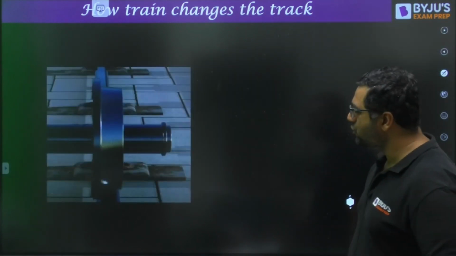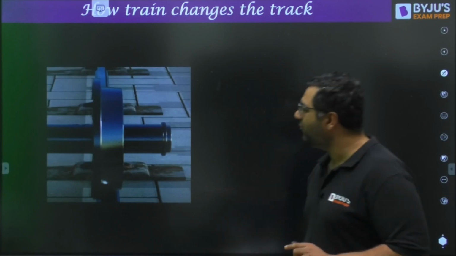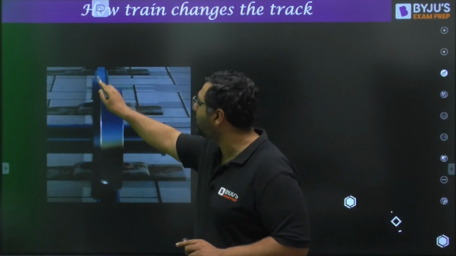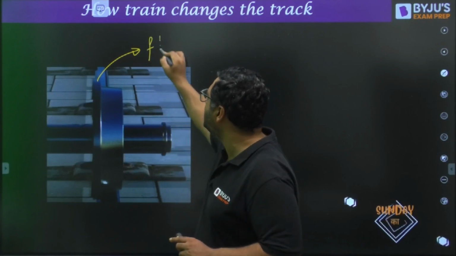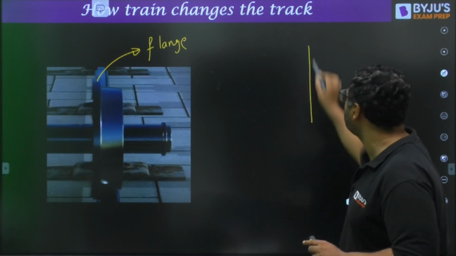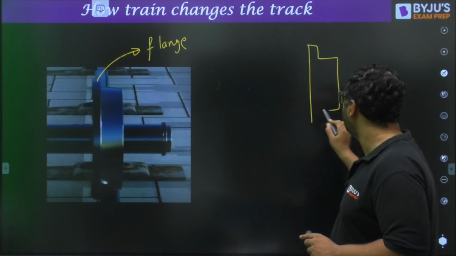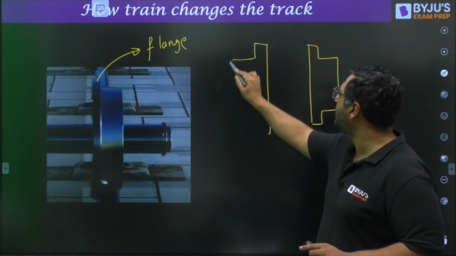My dear, first of all, I would like to tell you, this is the shape of the wheel. If you can see the wheel, there is a slightly raised part. This part is said to be the flange. If you draw the wheel, it looks something like this. The wheel is looking like this. This is one view of the wheel, and obviously the second side wheel will be like this.